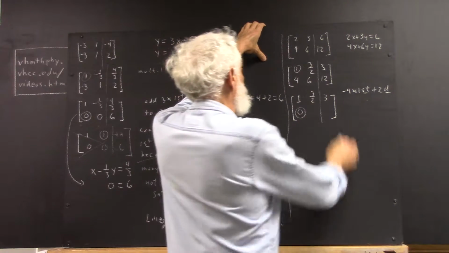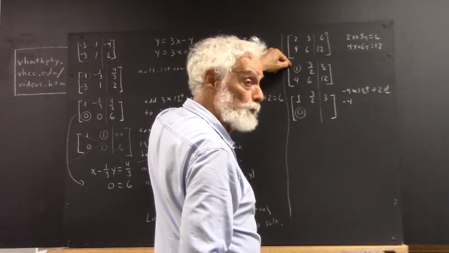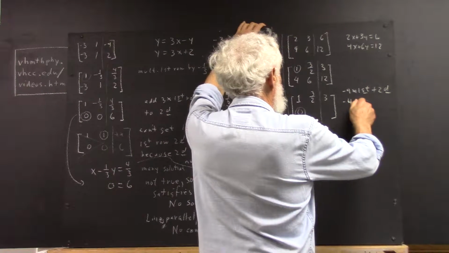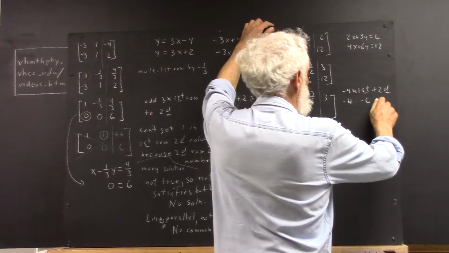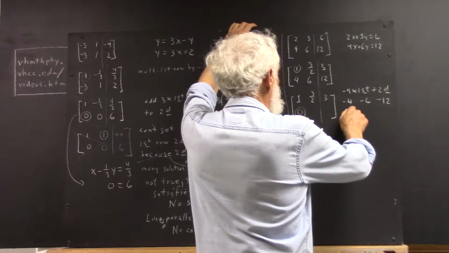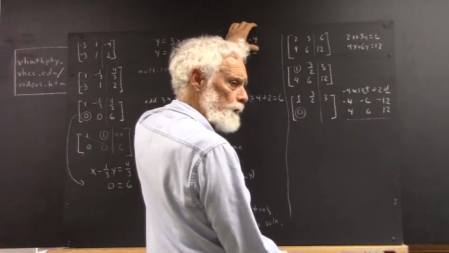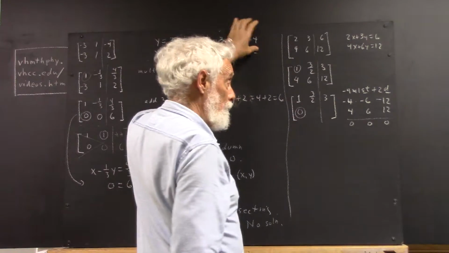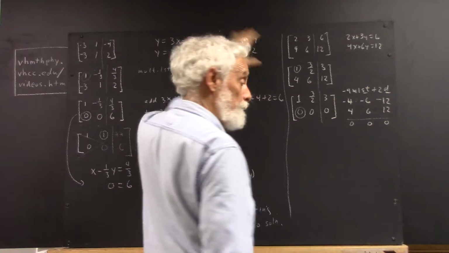I'm going to write that out. -4 times the first is going to be -4, because -4 times 1 is -4. And -4 times 3 halves is -6. And -4 times 3 is -12. That's -4 times my first row. And then my second row is 4, 6, 12. And when I add them up, what do I get? I get 0, 0, 0. Okay, well, in the process of trying to get a 0 here, I got 0 here and 0 here.